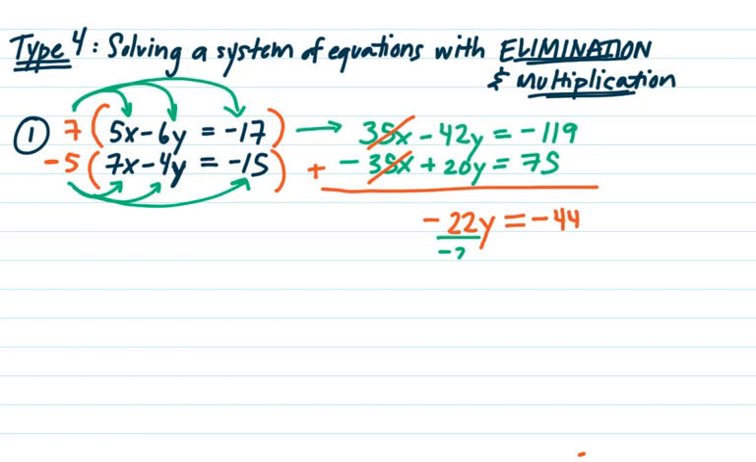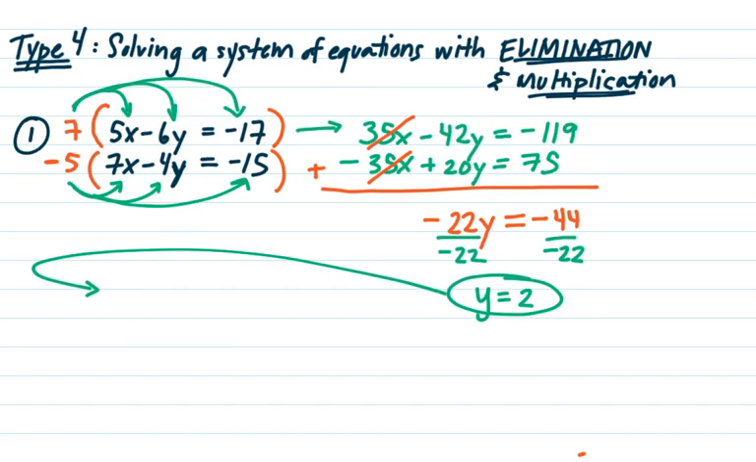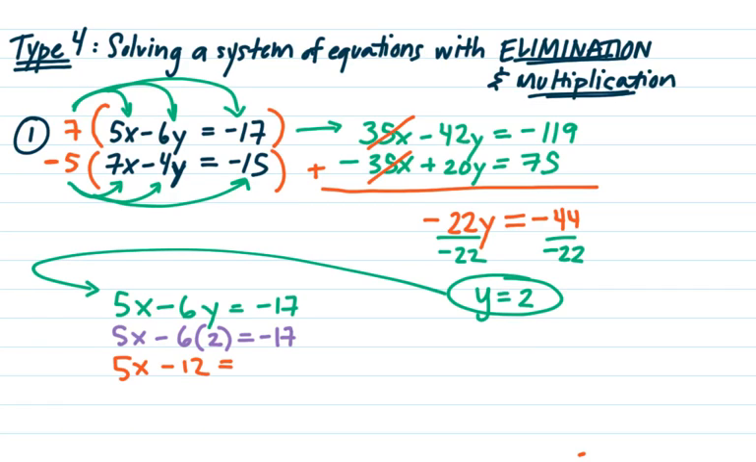So we just divide both sides by minus 22, and we get that y equals 2. Now we also need to know x, so you plug it into either equation. 5x minus 6y equals minus 17. Now I replace 5x minus 6 times we figured out y was 2 is minus 17. So 5x minus 12 is minus 17.